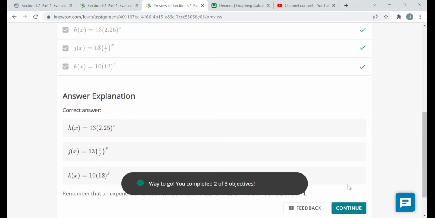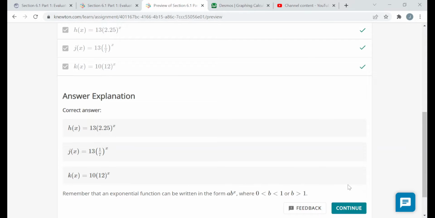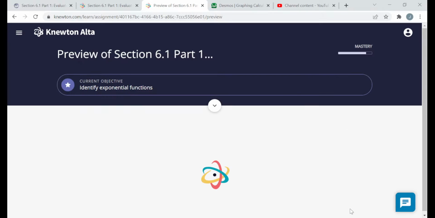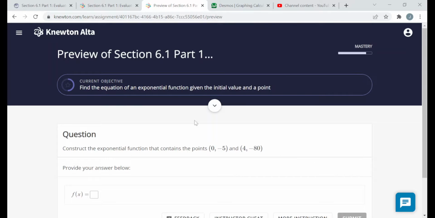Great. All right. So the identifying and the evaluating should be relatively simple. All right. So the hardest part probably is finding the equation. All right. What's the value of A? What's the value of B? So that the two ordered pairs, the 2 points on the graph, actually satisfy the function, satisfy the equation. So construct an exponential function that contains the points 0, -5.